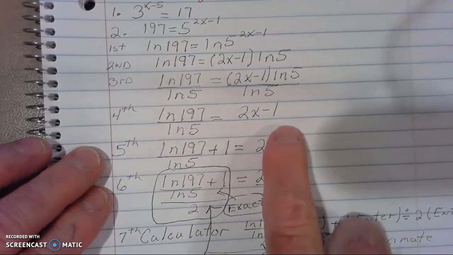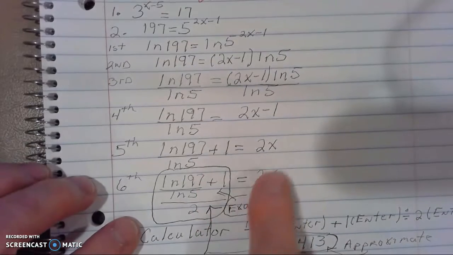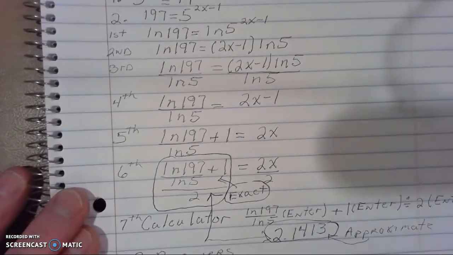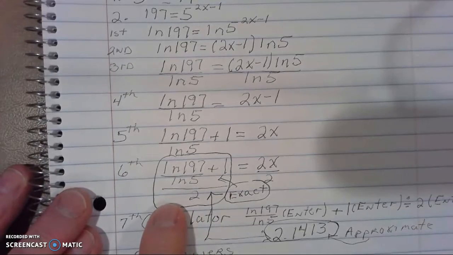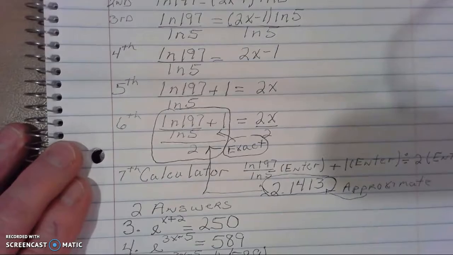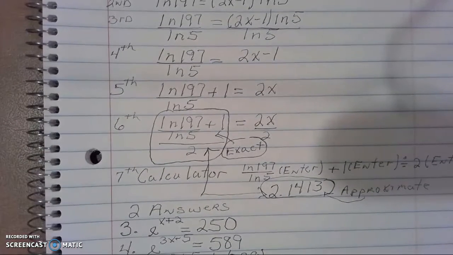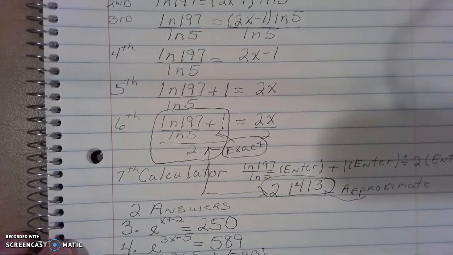Then it's algebra. Add 1 to both sides. And we have this. Then divide by 2. And so there is our exact answer. Then be careful how you put this into your calculator. First thing you do is take the natural log of 197 divided by the natural log of 5. Hit enter. Plus 1, hit enter, divided by 2, hit enter. Make sure you come up with 2.1413 because different calculators do it different ways.